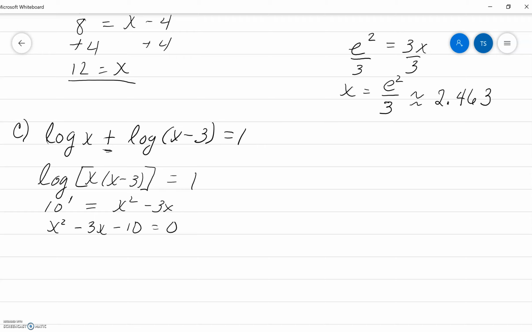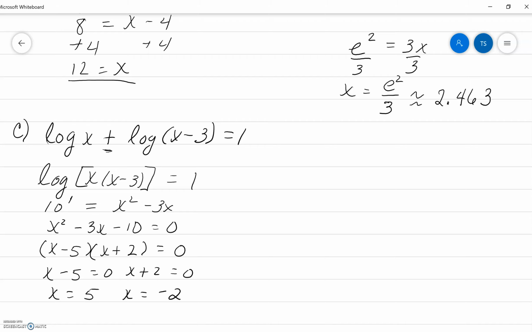And my favorite F word, we get to factor. Okay, so this will be x minus 5, x plus 2 equals 0. Set each factor equal to 0. x minus 5 equals 0. x plus 2 equals 0. x equals 5 and x equals negative 2.